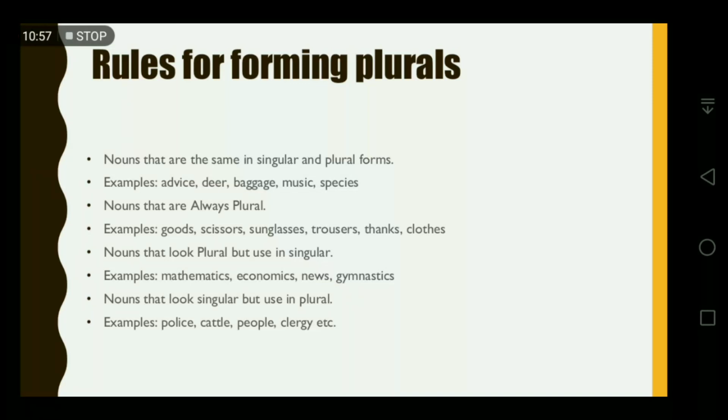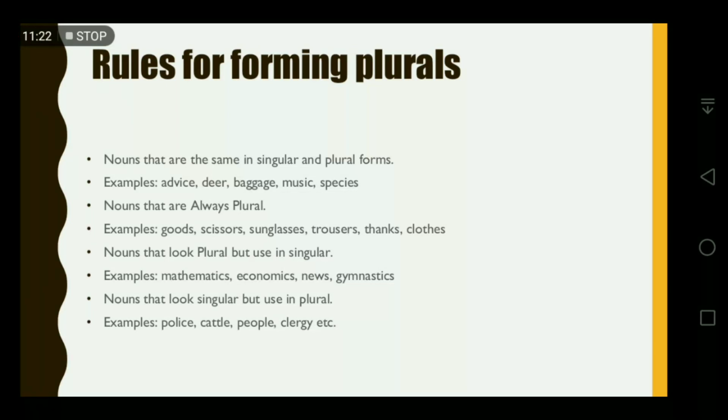Nouns that are always plural. Some nouns are always used in plural form, like goods, scissors, sunglasses, trousers, thanks, clothes, congratulations. So these are words that always have plural forms.